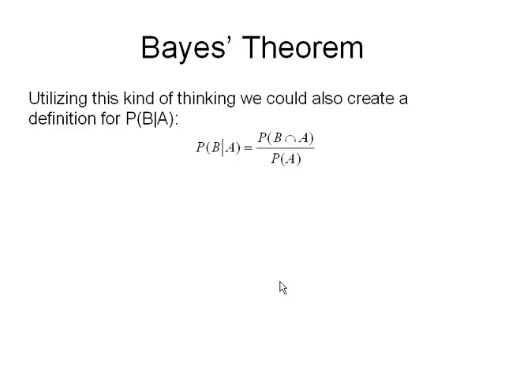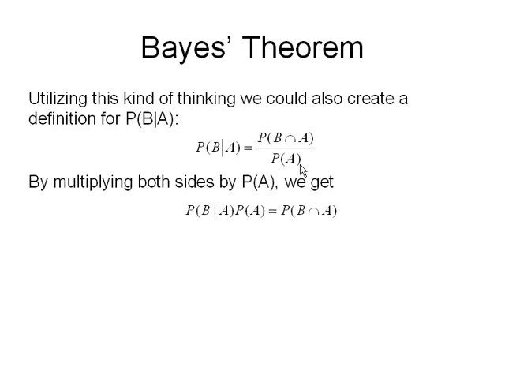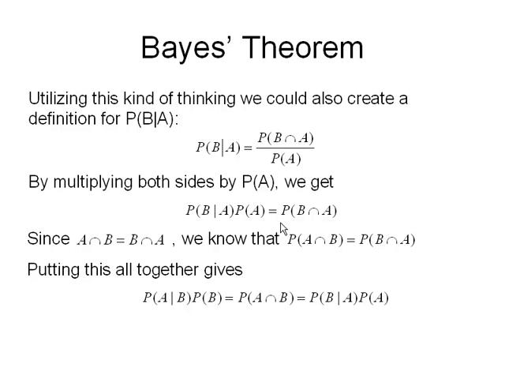Now let's utilize that same kind of thinking, and this time, instead of A given B, let's do the probability of B given A. So with the definition, that's the probability of B intersected with A divided by the probability of A. We'll go ahead and multiply both sides by P of A, which gives me probability of B given A times the probability of A equals probability of B intersected with A. One of the things you should notice about intersection is that A intersected with B is the same as B intersected with A, so the probability of A intersected with B is the same as the probability of B intersected with A, and that's what we got out of these two previous slides.